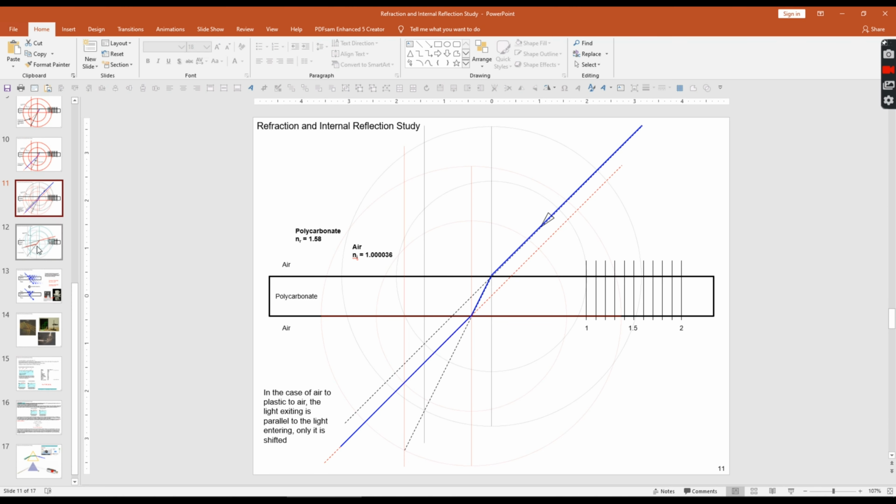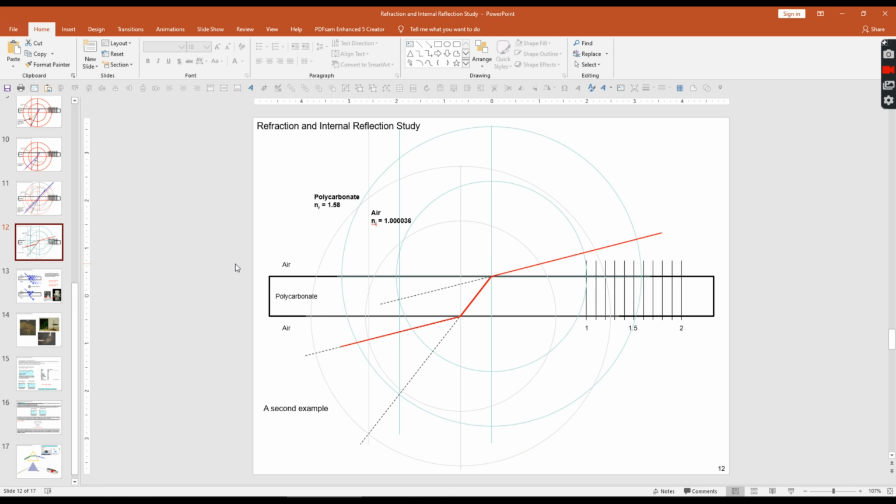Then for a separate example, I did a different angle of light. It would refract down, same method, and then come back out. There will be some limitations when you get to certain angles, but this is just showing the proof of concept.